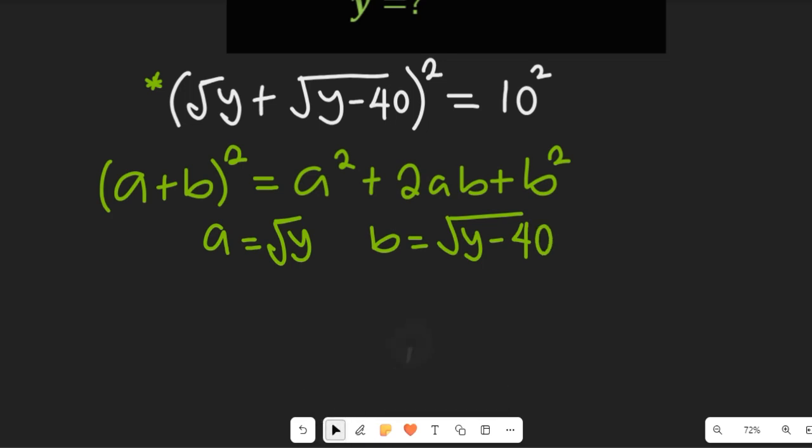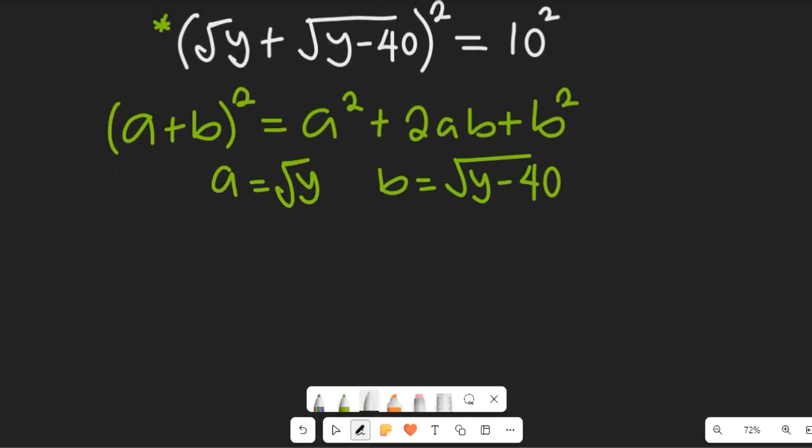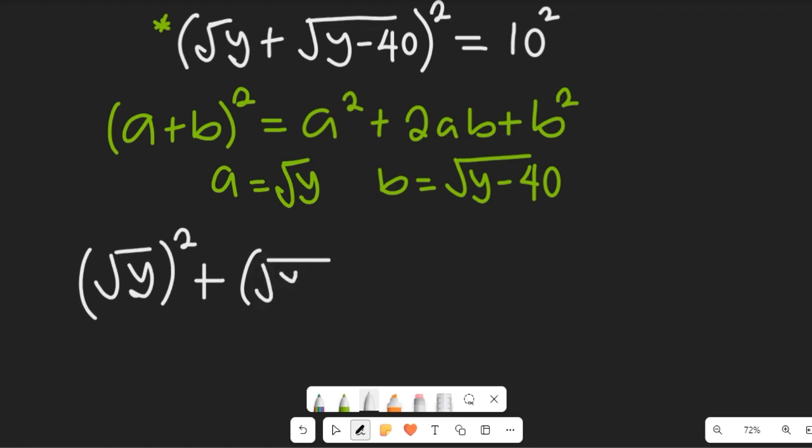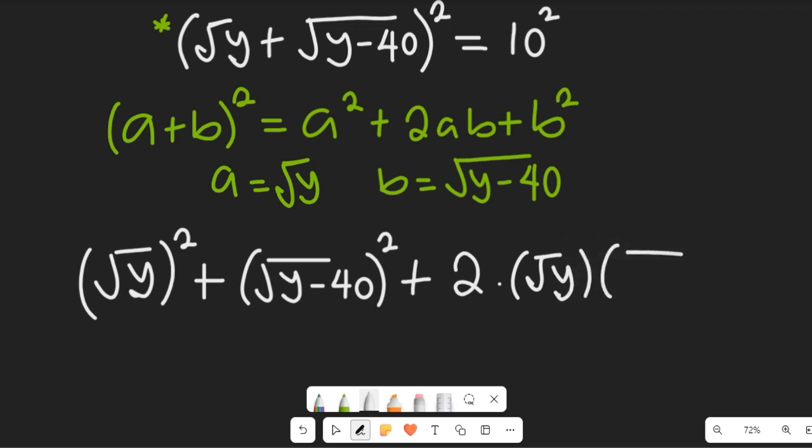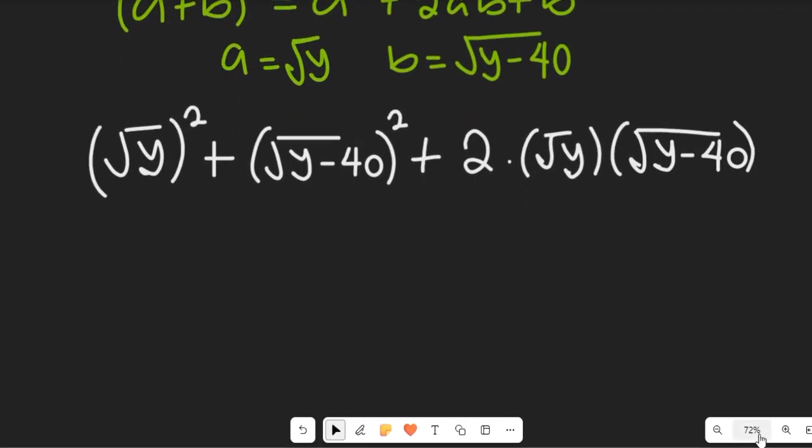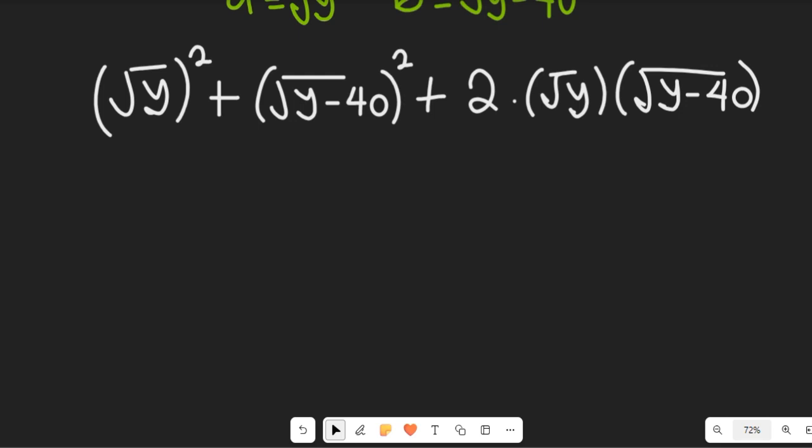So we'll have that equation give us the square root of y, squared, which is represented by a squared, plus the square root of y minus 40, all squared, represented by b squared, and this will have plus 2 multiplied by the square root of y and multiplied by the square root of y minus 40, and this is that.